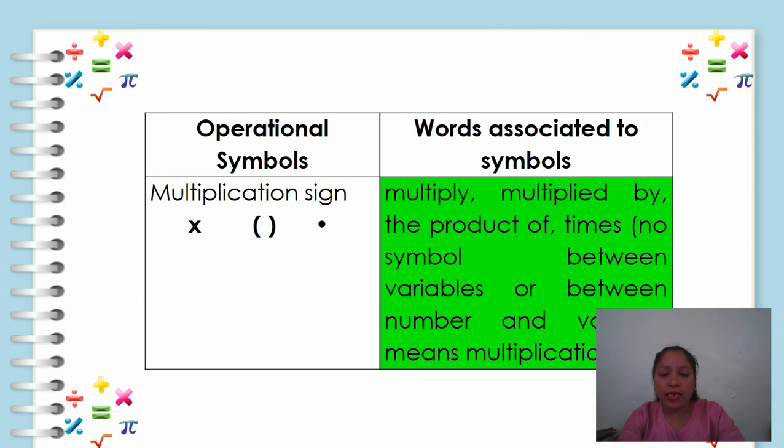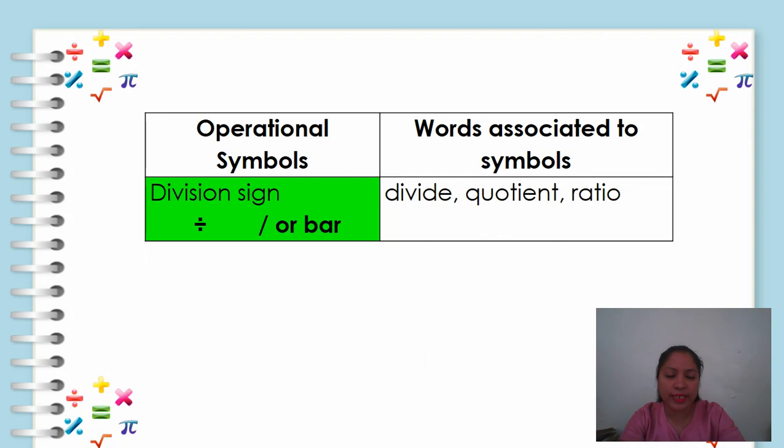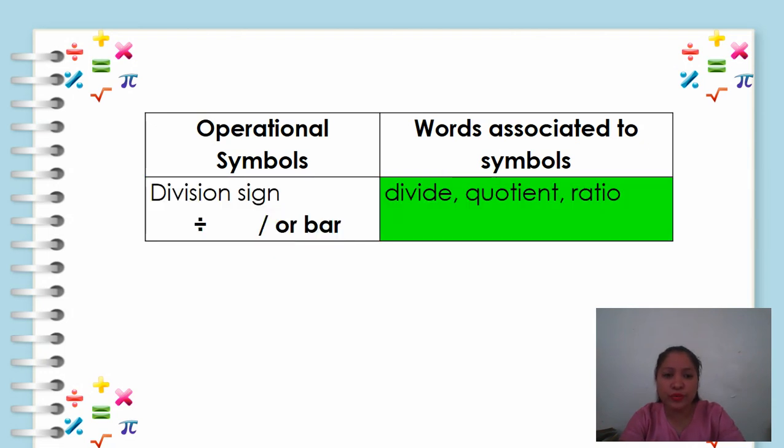Ano? At kapag nakita natin na yung variable, halimbawa dalawang variable, magkatabi lang siya, o kaya naman ay number and variable, magkatabi lang. So, it indicates multiplication as operation. Next, division sign. So, meron tayong dalawa namang symbol dyan. Yung isa yung familiar tayo, and then yung isa naman ay yung bar. Okay? And the words associated to division sign, we have divide, quotient, and then ratio.